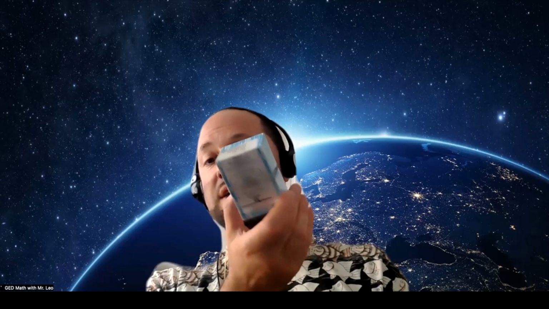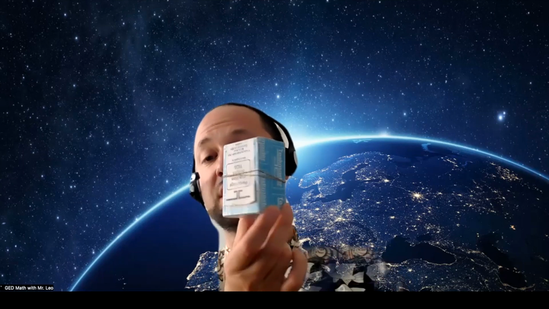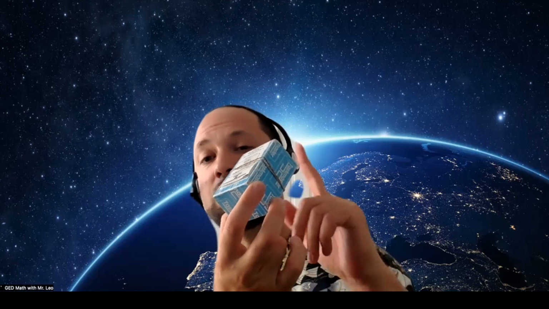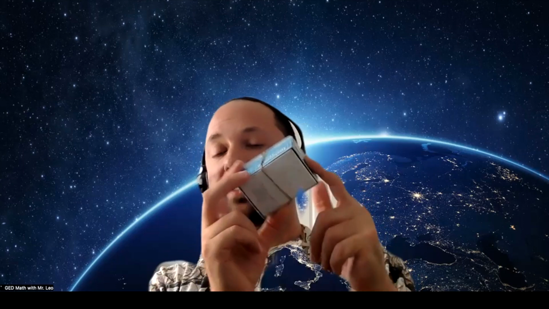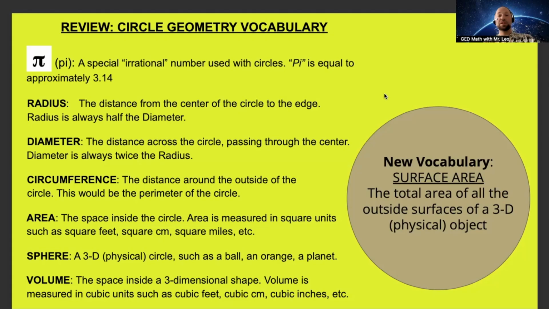This is a rectangular solid, also known as a rectangular prism, also known as a box. The surface area of this would be the total area of all the surfaces, each side of this box. How much cardboard would it take to build the box? Surface area is a form of area, so surface area is always calculated in square units. Surface area can be used with any 3D object, just the way volume can.